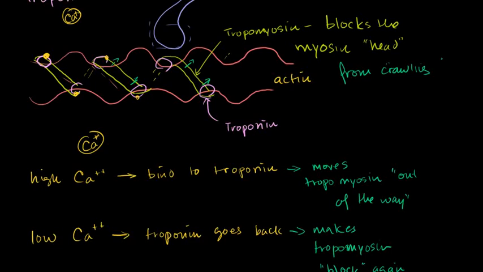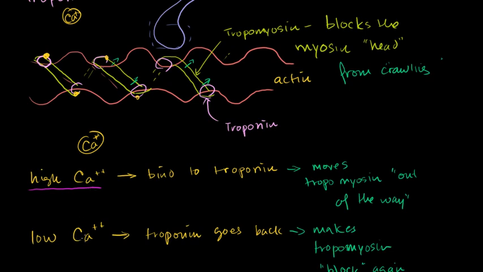We know from the last video that if we have a high calcium ion concentration inside of the muscle cell, then those calcium ions will bond to the troponin proteins, which will then change their shape in such a way that the tropomyosin will be moved out of the way, and so then the myosin heads can crawl along the actin filaments, and then we'll actually have muscle contraction. So high calcium ion concentration, we have contraction.